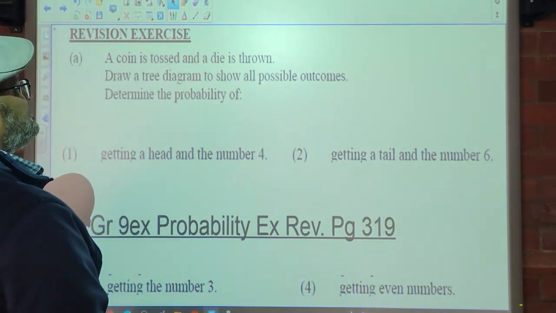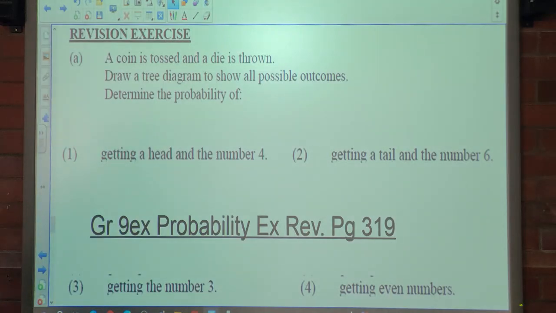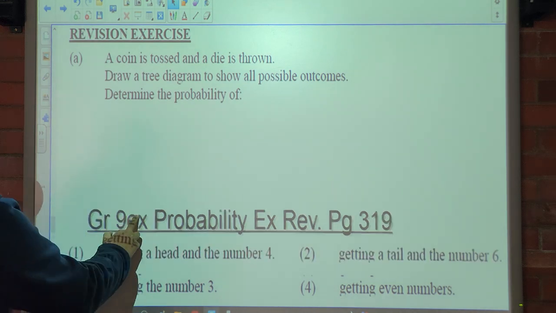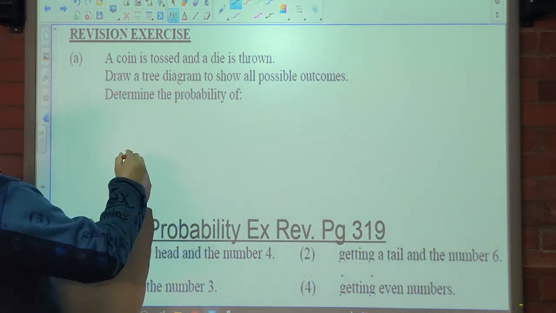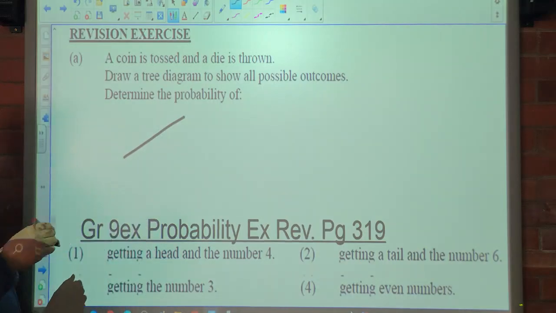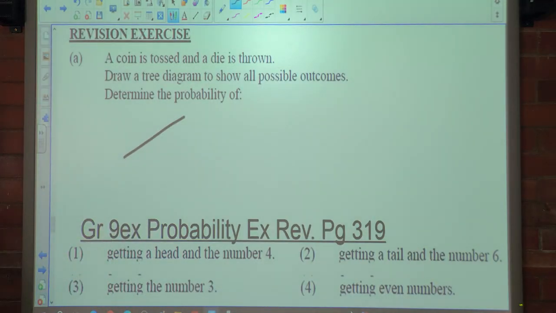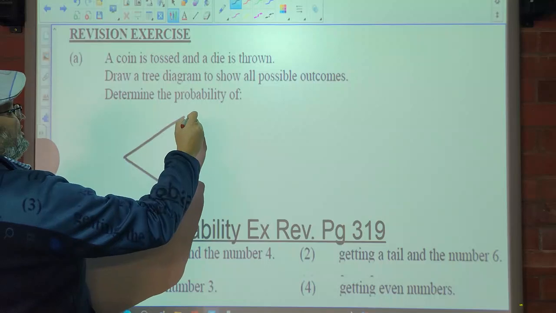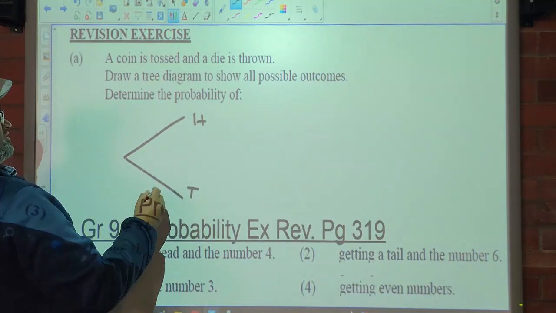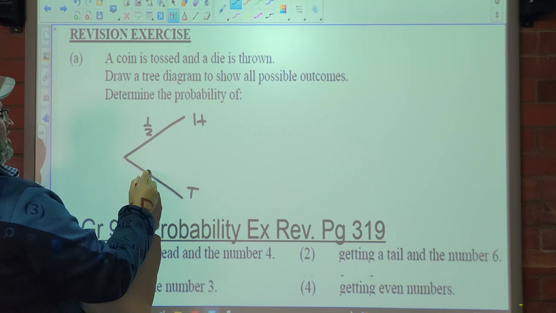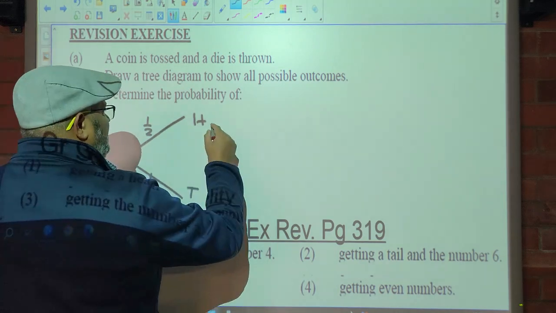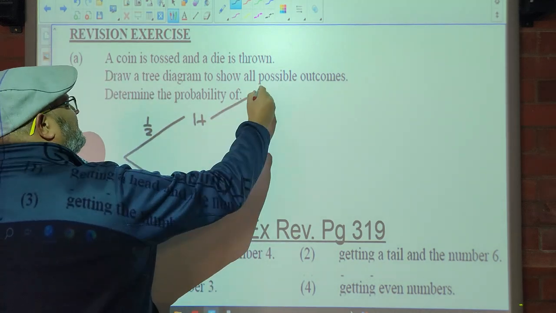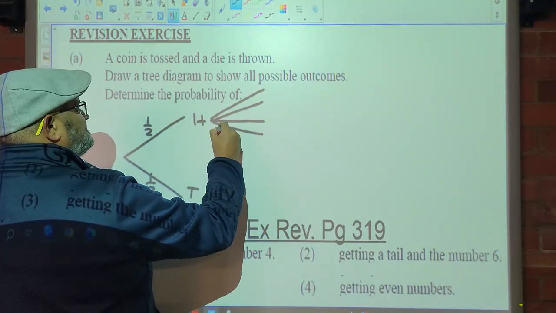Alright, so a coin is tossed and a die is thrown. Draw a tree diagram to show all possible outcomes, and determine the probability of. Okay, so of course, if I go with the die first, I could have gone either one. Let's just do it as it comes in. The coin is either heads or tails. What's the probability on its branches? Half and half.